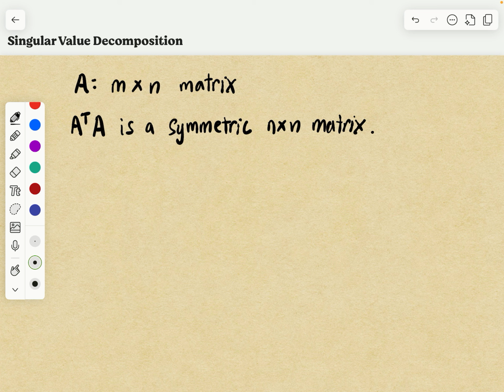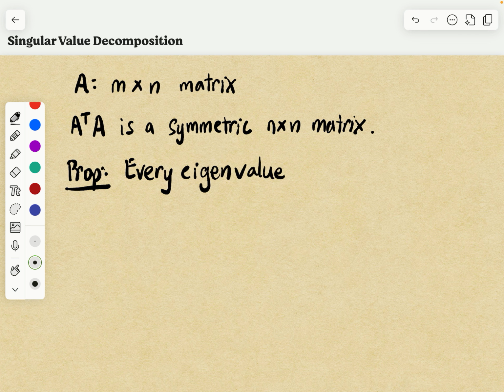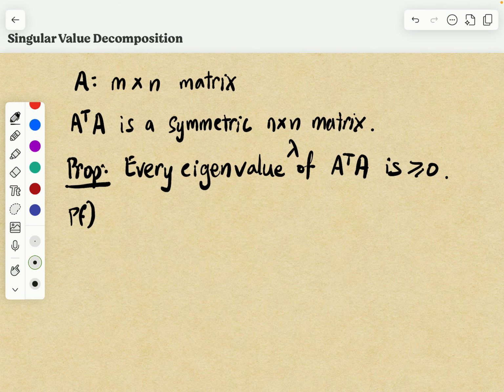one fact we need about A transpose A, we need something about its eigenvalues. And the statement is that every eigenvalue lambda of A transpose A is non-negative. So it could be 0 or it could be positive, but it's never going to be negative. Okay. Let's prove this statement.